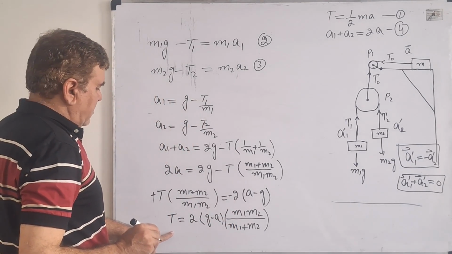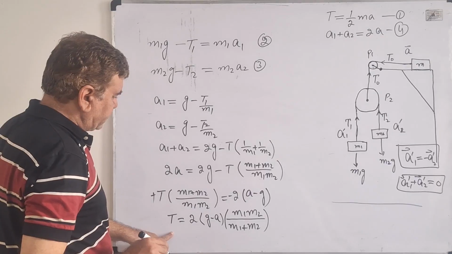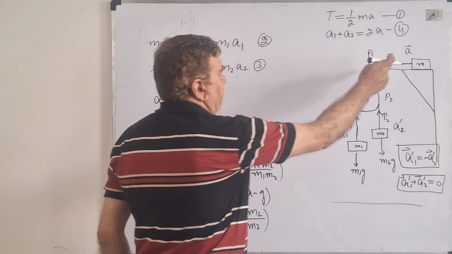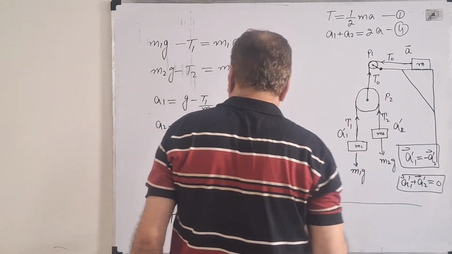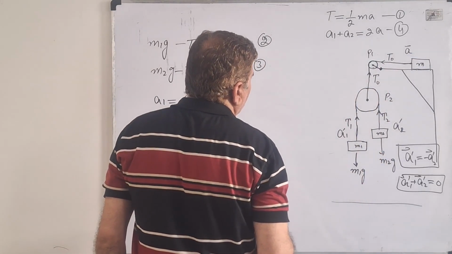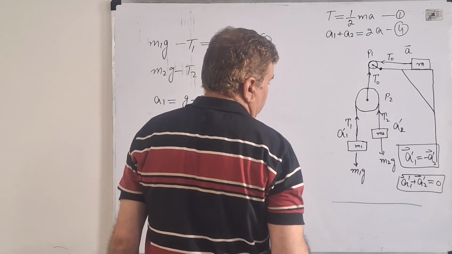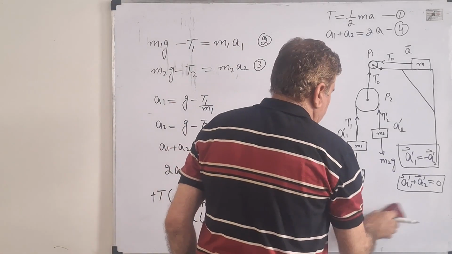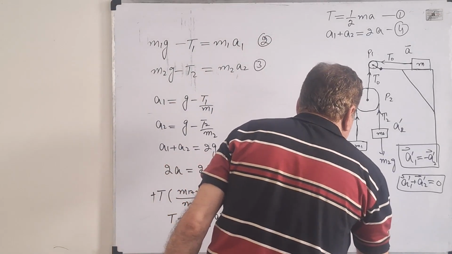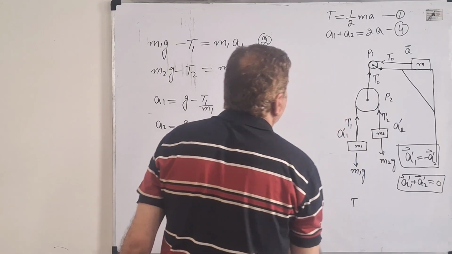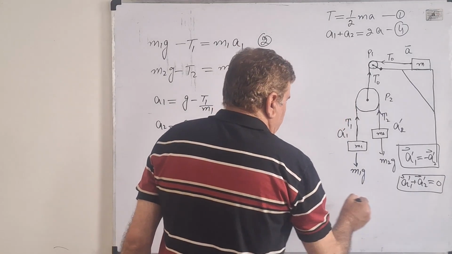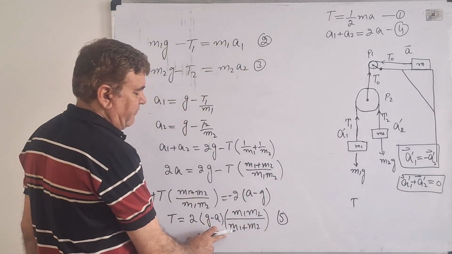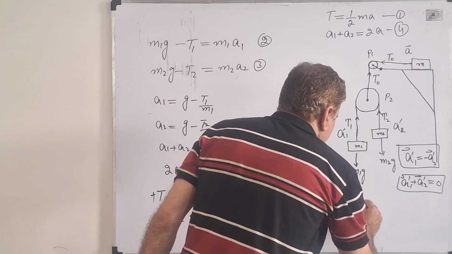Okay, this equation gives me the tension in terms of the acceleration A of this mass, or of this pulley. I want to note this equation somewhere, because I may need it later on. So I write this as T. I call this equation 5, and I write it over here.